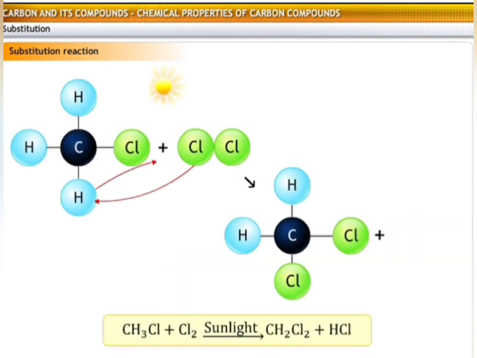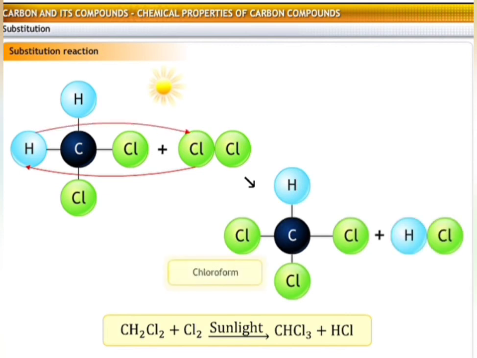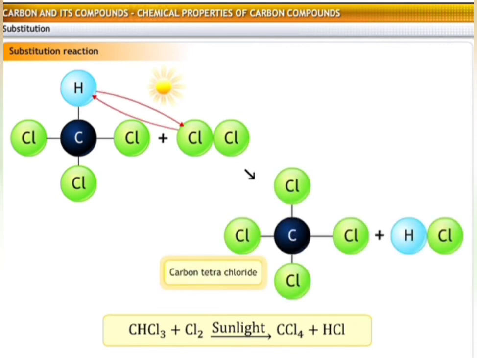Chloromethane reacts with chlorine to form dichloromethane. Dichloromethane reacts with chlorine to form chloroform. Chloroform, on further chlorination, forms carbon tetrachloride.